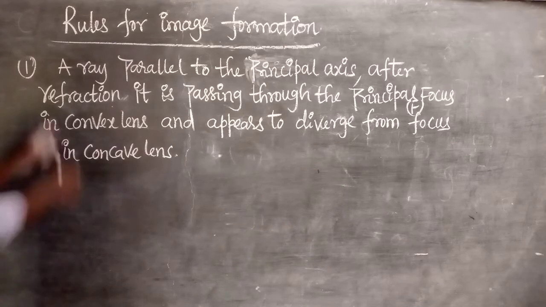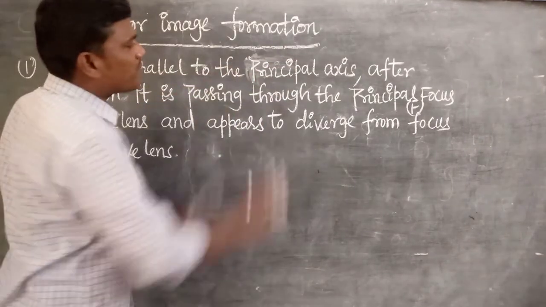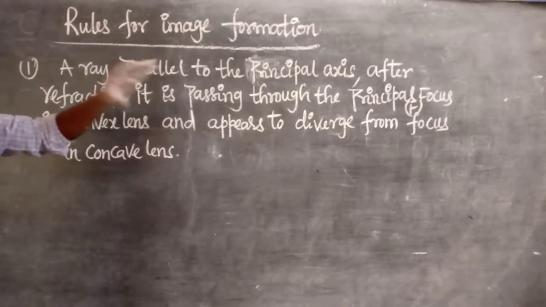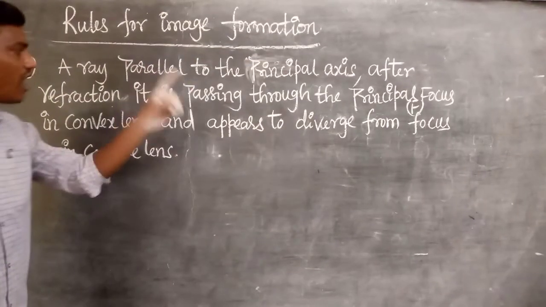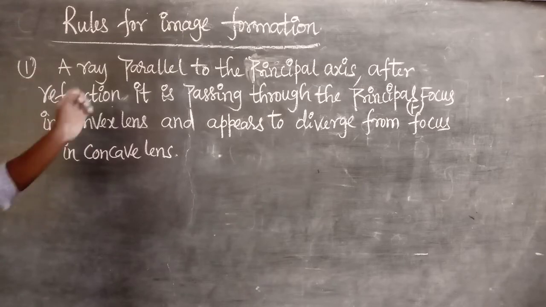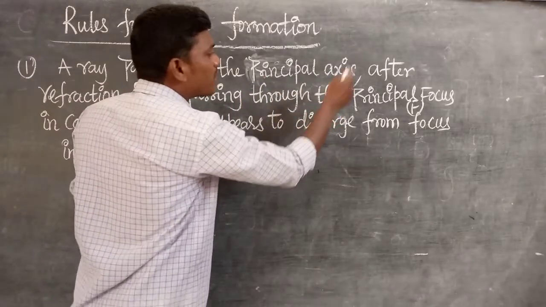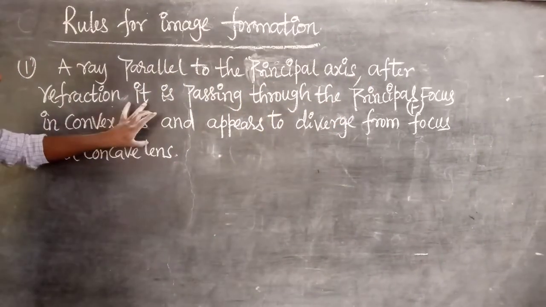So what is the first one? A ray parallel to the principal axis. The ray coming from the object is parallel to the principal axis. After refraction, that is, when the light passes through the lens, it passes through the principal focus in which lens?